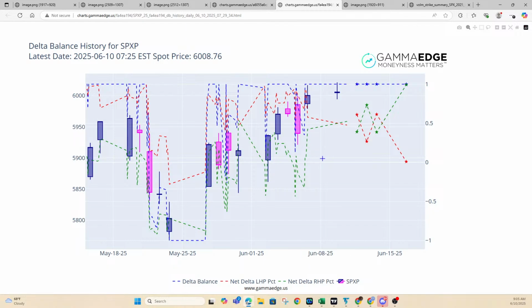If we're above zero, then call speculators or bulls are in control. And then we have the individual planes here, and basically they're just hanging out at 0.5. So really not much urgency either direction for upside or downside. And then delta balance staying at 1 indicates that bulls or out of the money call speculators are maintaining overall control.